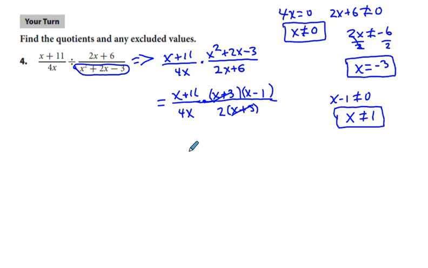So in the numerator, we have x plus 11 times quantity x minus 1. In the denominator, we have 2 times 4x, which is going to simplify to 8x. And I can't see anything more than what we have here. So this would be our answer.